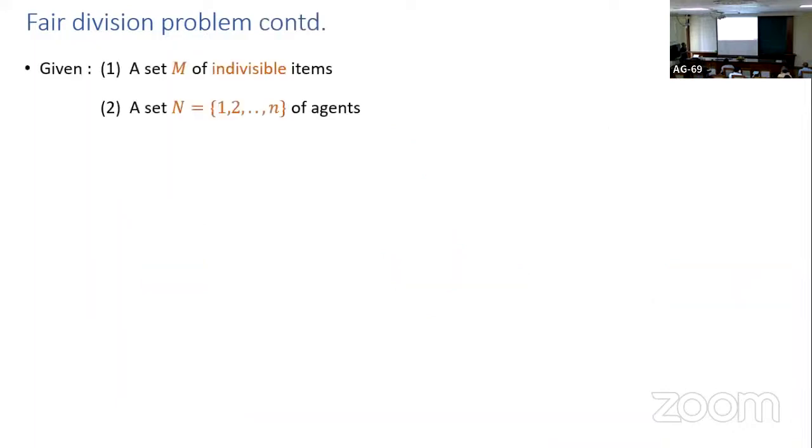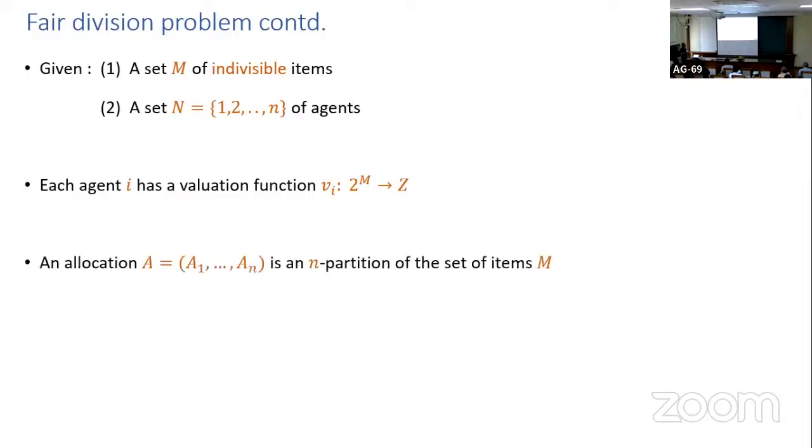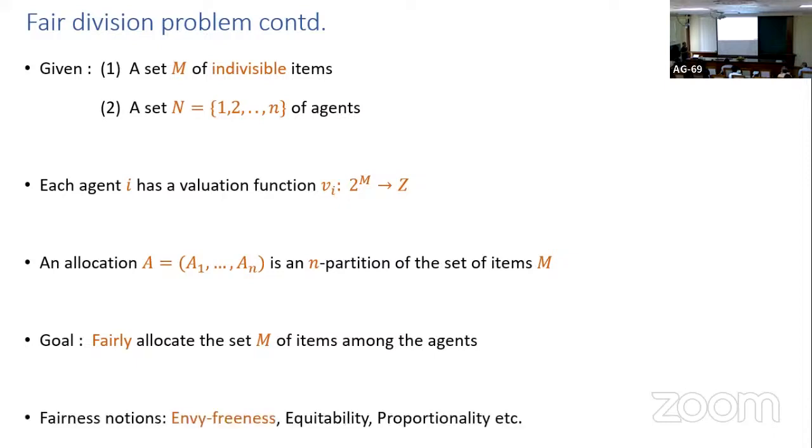Formally, we are given a set M of indivisible items and a set N of agents. Each agent i has a valuation function, which takes as input a subset and spits out an integer value. We can also assume that it spits out a real value, but for this talk, we'll assume that it gives out an integer value. An allocation is an n-partition of the set of items M, and the goal is to fairly allocate these items among the agents. N-partition means that every item is allocated. Exactly, so we're looking for a complete allocation.